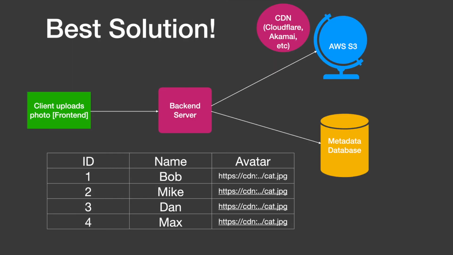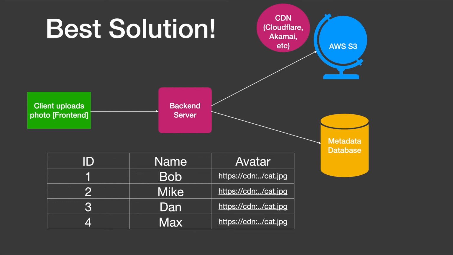Alright, so that is the final solution that we have over here. I'm just going to go over it one last time, and then we're going to end the video. From left to right, we have our client where the user uploads the photo. Let's say it's a JPEG file. The JPEG file gets sent to our backend server. From the backend server, we send a request to S3.